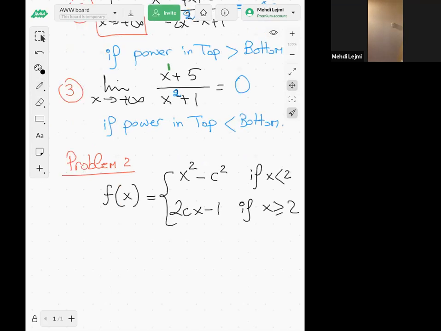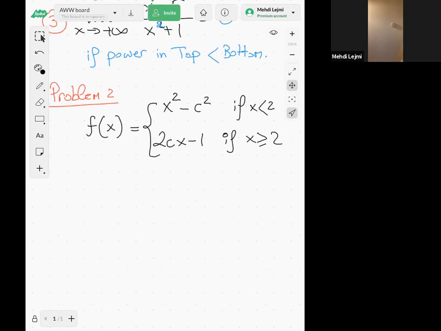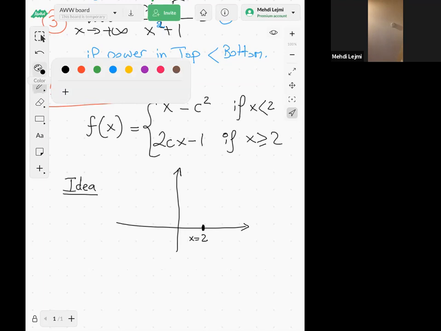So again, guys, let me just write down the idea here. c is just some number; we don't care what the number c is. The idea is the following. Here's x equal to 2. On the left, if x is less than 2, we have x squared minus c squared. And on the right side of 2, if x is larger than 2, we have a different equation: 2 times c times x minus 1.